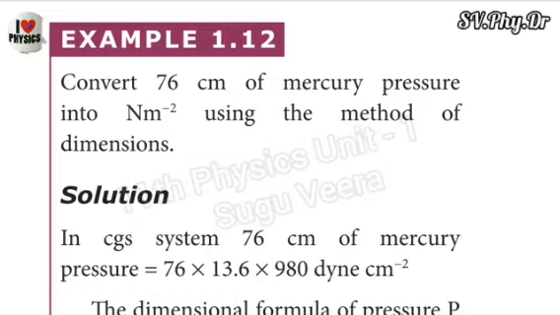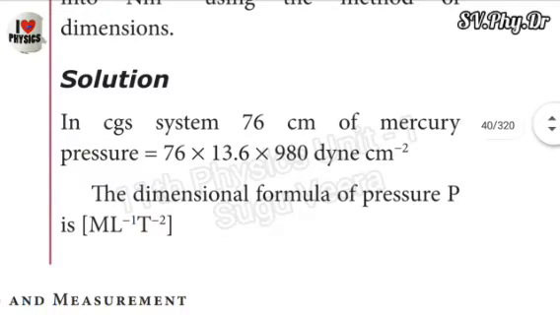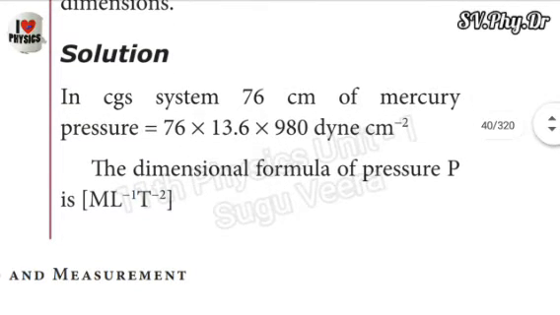For example, 1.12: convert 76 centimeter of mercury pressure into N/m² using the method of dimensions. Here centimeter is the CGS system and Newton per meter square is the SI system, so the CGS system is converted into the SI system. Now the solution. In the CGS system, 76 centimeter of mercury pressure is 76 × 13.6 × 980 dyne cm^-2.